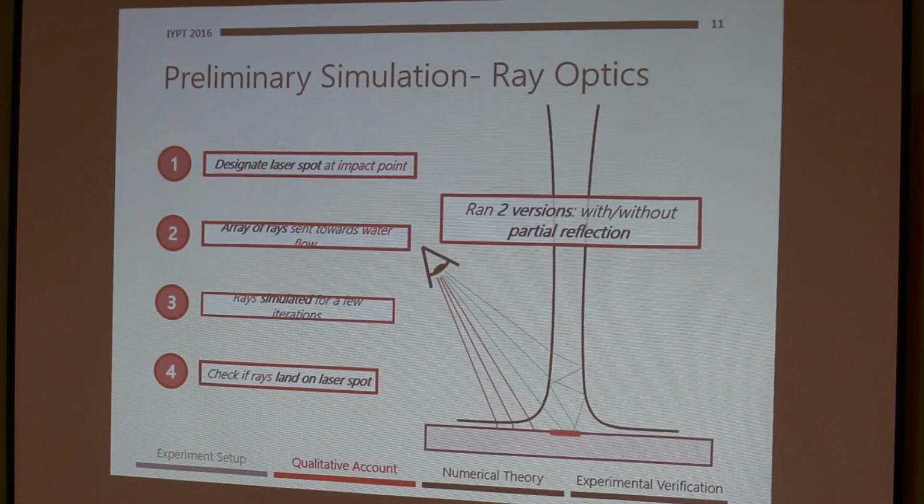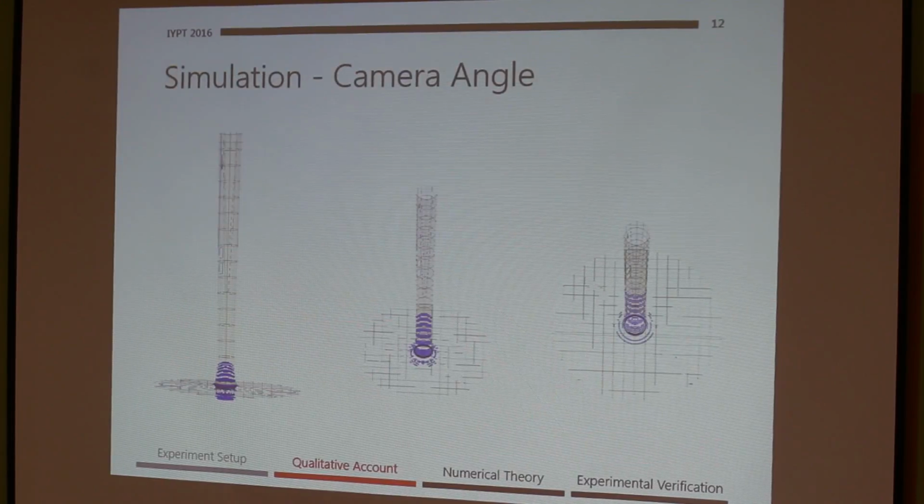So we ran two versions, one considering the effect of partial reflections and one without, so that we can clearly observe its effects. So here are some of our simulation results, where the solid surface represents the surface of our water flow, and the blue dots represent the positions of the light rays which reach the observer. So as you can see, the light rays are predicted to be observed from all camera angles, which is consistent with our observations.